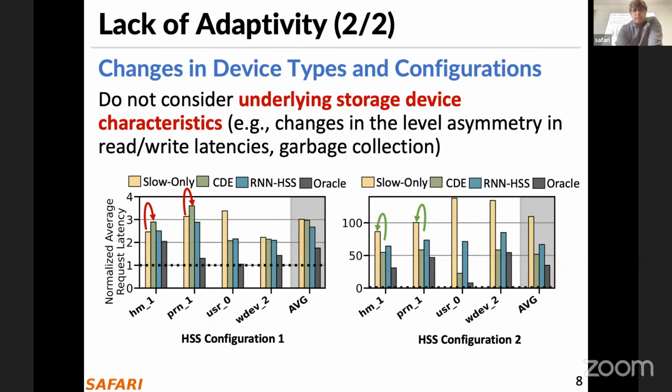That is with one configuration, and if you look at the other configuration, it actually performs slightly better than the slow only policy, because if you place all the data in the slow only policy in this configuration, the latency would obviously be higher. So you can see that the policies give different results when you run them on different configurations.